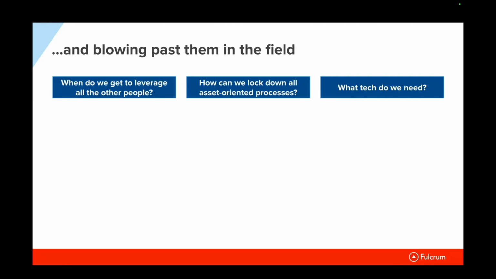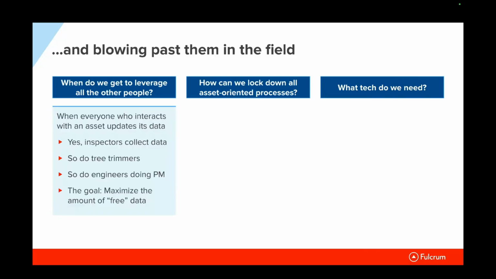So when do we get to leverage all the other people? You remember that we talked originally about having inspectors and safety people and GIS people. Well, what about everybody else? What about the guy who turns a wrench and the guy who wields a chainsaw? We get better data when everyone who interacts with an asset updates the data about that asset.